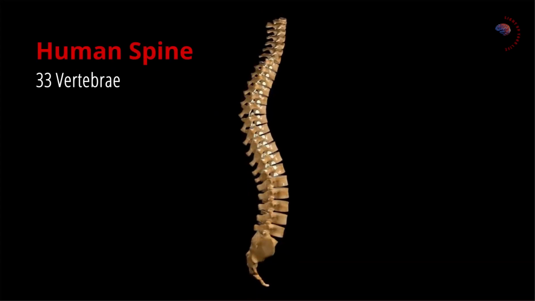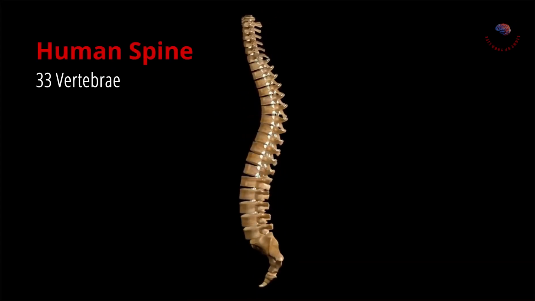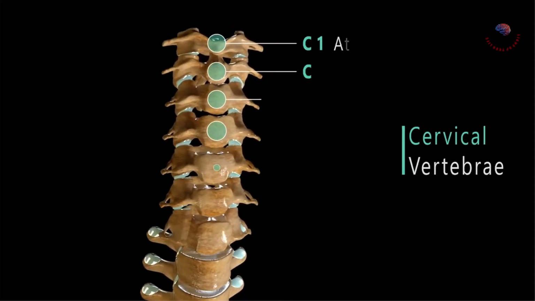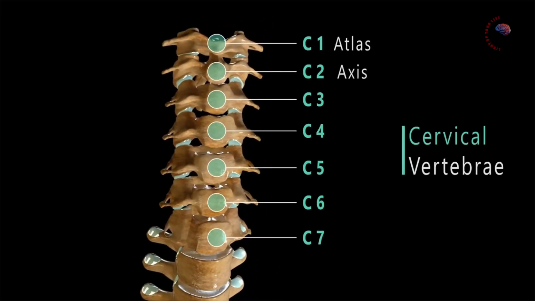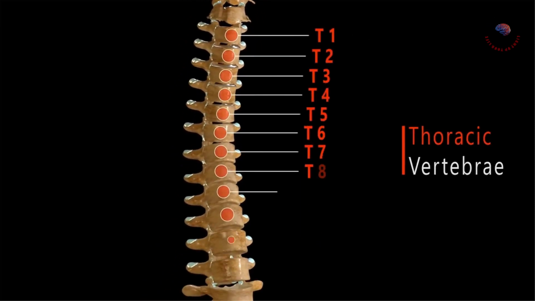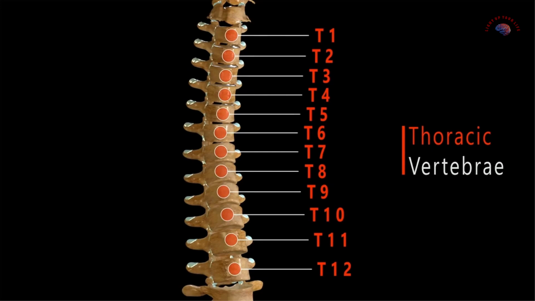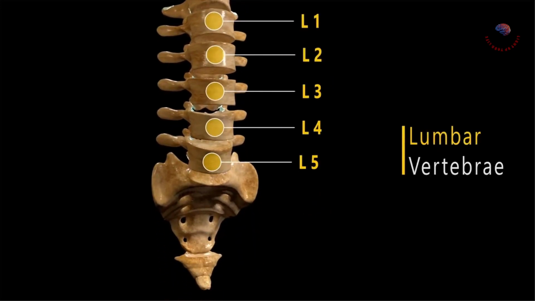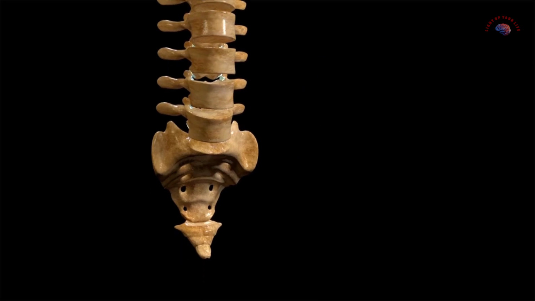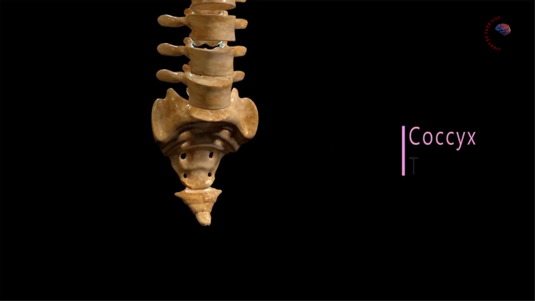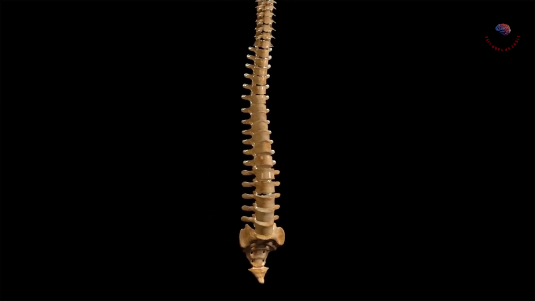The human spine is made up of 33 vertebrae, which can be divided into 5 regions. Cervical, 7 vertebrae in the neck. Thoracic, 12 vertebrae in the upper and mid-back. Lumbar, 5 vertebrae in the lower back. Sacral, 5 fused vertebrae forming the sacrum. And coccygeal, 4 fused vertebrae forming the coccyx or tailbone.